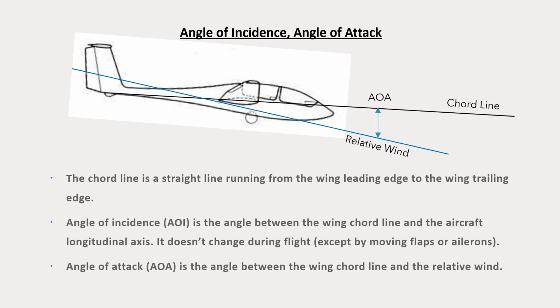The angle of attack is the angle between the chord line and the relative wind. This we do manipulate. As pilots, we manipulate this by manipulating the elevator such that we get the angle of attack that we need for the given flight condition.